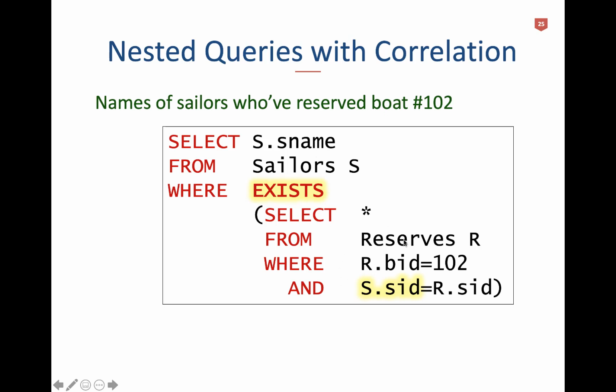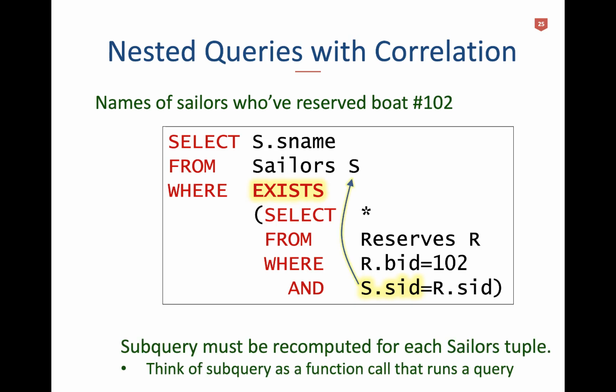This query will give me those with the boat equal to 102. So intuitively, this is going to show me all the sailors who have reserved boat 102. We are here joining a table from this query with a table from the first query. If you write it down, you'll see that it's going to work.